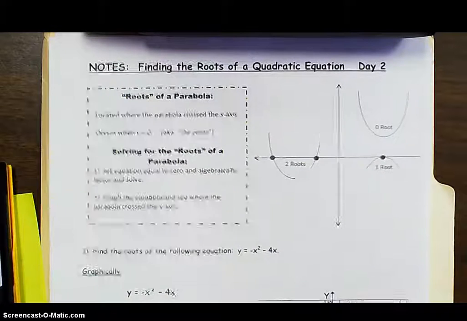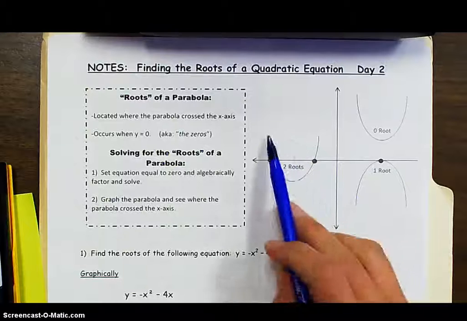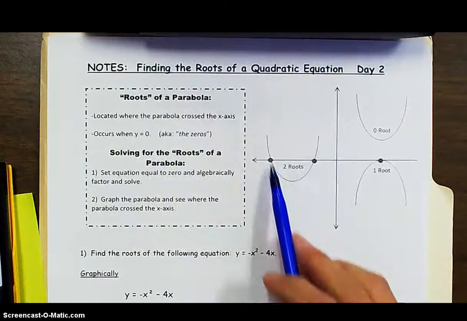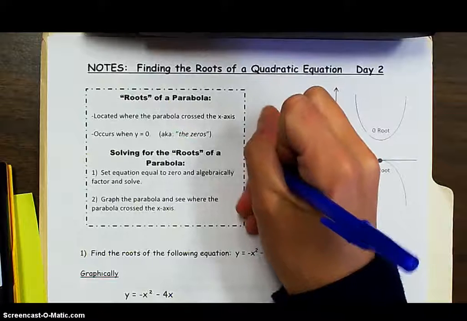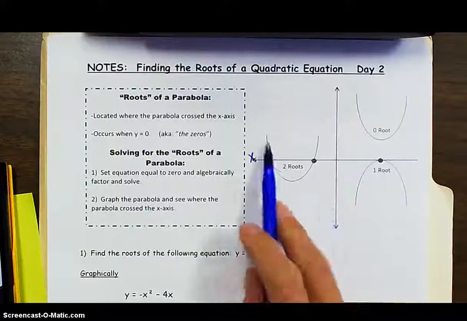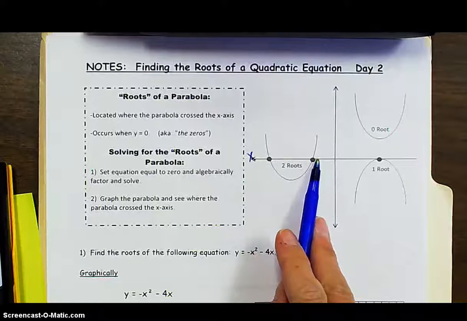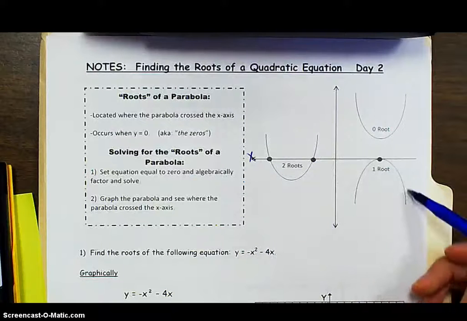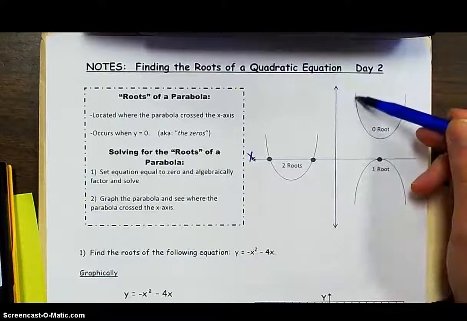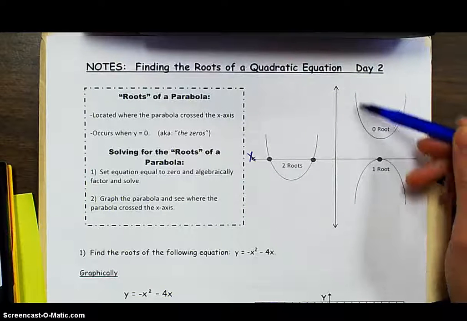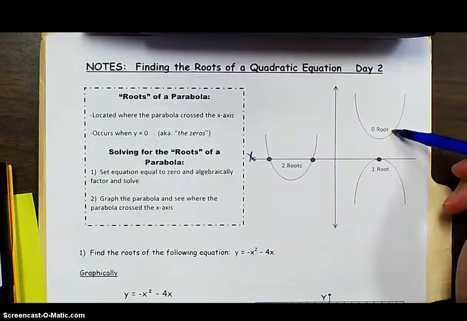So let's talk a little bit about what the roots of a quadratic equation are. We know a parabola looks like a U. The roots are where the parabola crosses the x-axis. If I take a look at this parabola, it has 2 roots because it touches the x-axis twice. If I look at this parabola, it crosses the x-axis only at one point, so there's only one root. And if I look up here at this parabola, does it even intersect the x-axis? No, so this would have 0 roots.